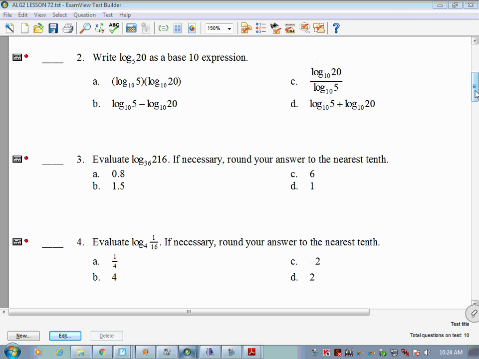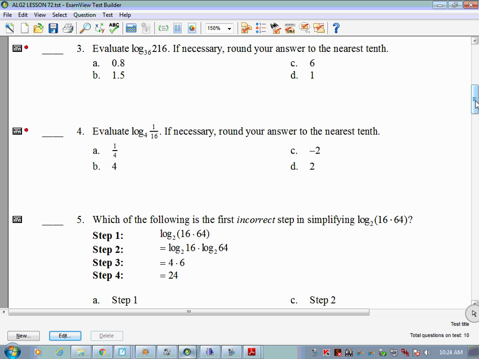All right, number 3. We have about 10 questions. Okay, 3. Evaluate log base 36 of 216. If necessary, round your answer to the nearest 10th. Some newer calculators can do this, right? My calculator will do this, but an older TI-84 Plus is probably not going to do this.